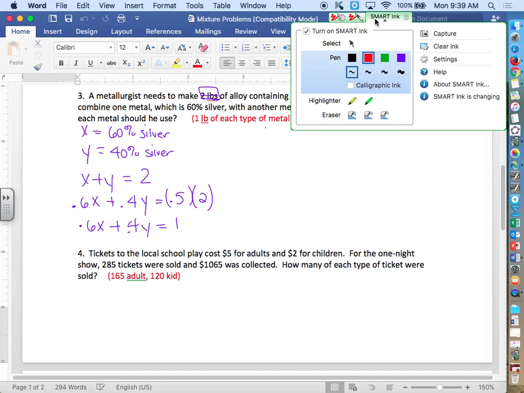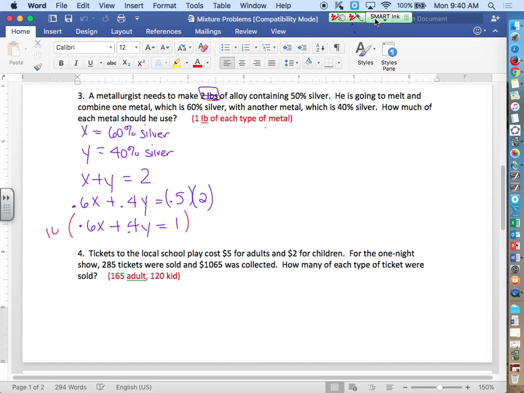Also, if you want to get rid of the decimals there, I have one decimal place, so multiply both sides by 10. So that equation will look like 6x plus 4y equals 10. And then my first equation right here, x plus y equals 2. All right, there's your system. We don't have any decimals left.